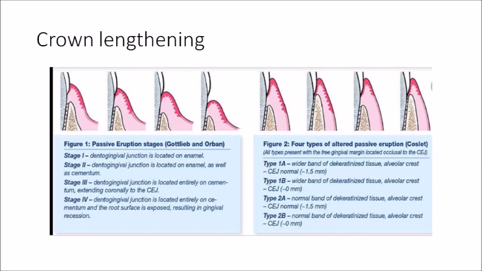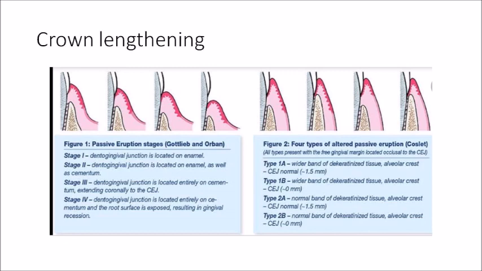In stage 4, it is entirely on cementum and the root surface is exposed. So the gingiva has receded too much apically so that some root surface is exposed and there is gingival recession. These are the stages of passive eruption. And we know this is the normal passive eruption. When there is altered passive eruption, this will often warrant the use of crown lengthening.